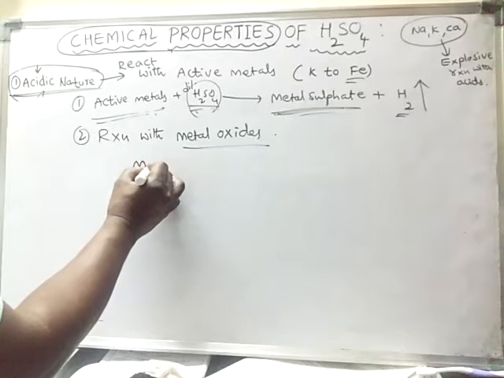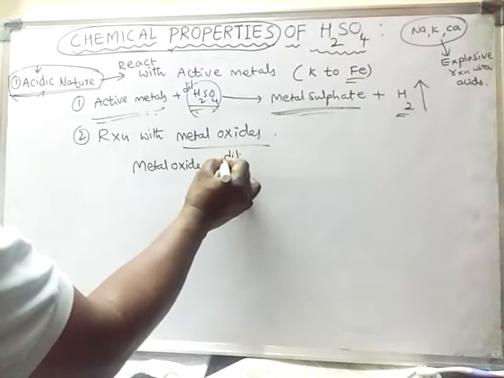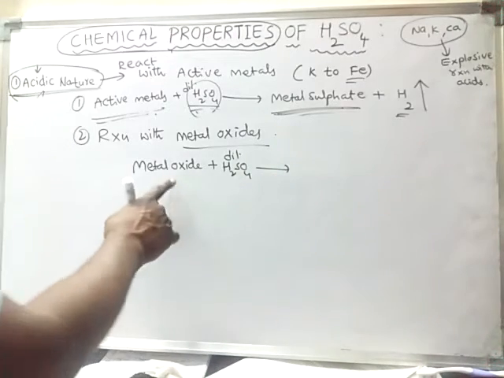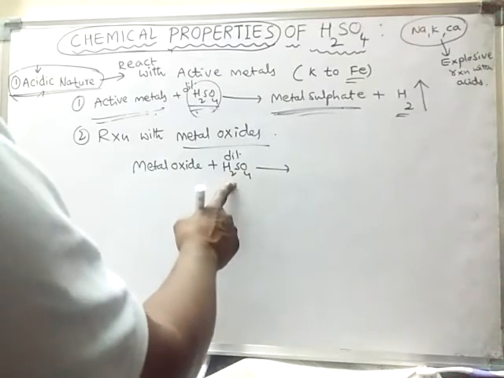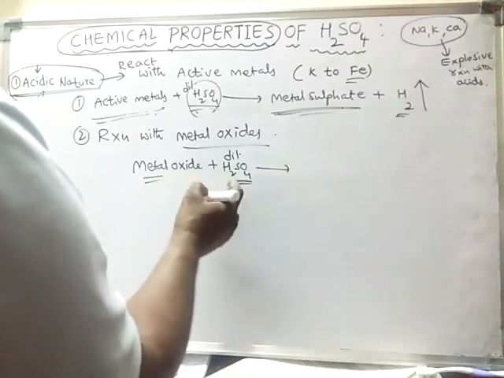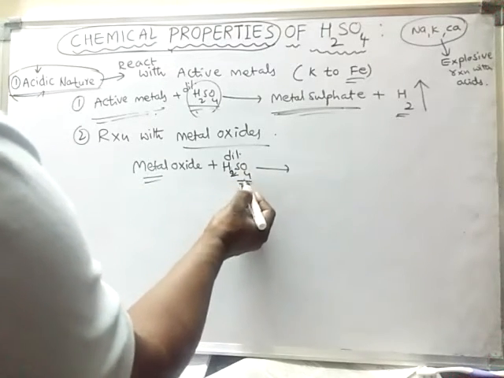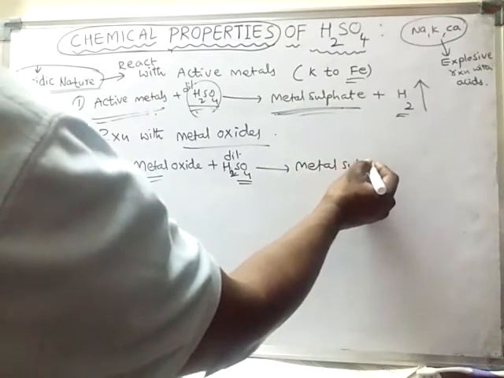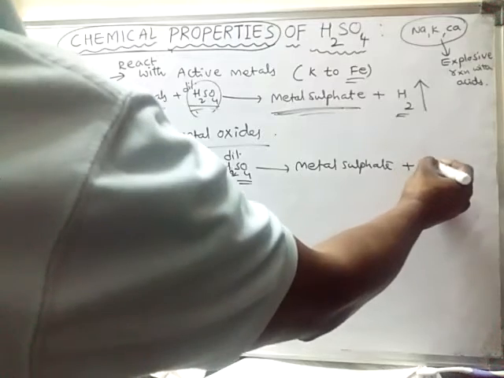So metal oxides, when reacted with dilute sulfuric acid, form a salt. Because they are basic in nature, when a basic substance reacts with an acid, salt is formed. So what is the salt? Generally, the salt will be the metal and a sulfate. The negative part, the anion from this acid, is sulfate. So it forms a metal sulfate salt. And along with this, water is formed.